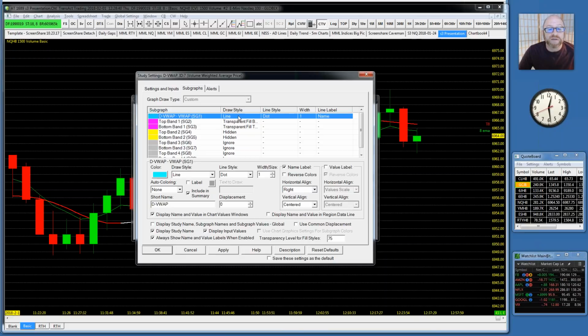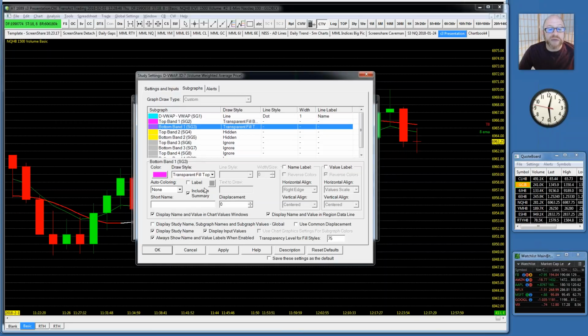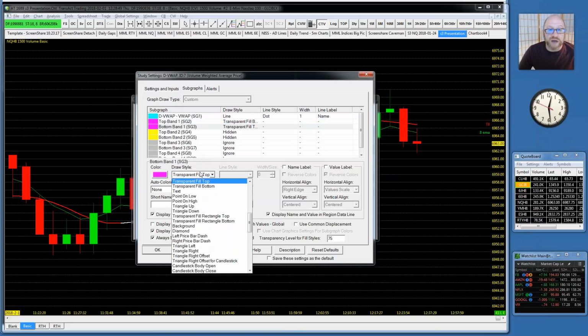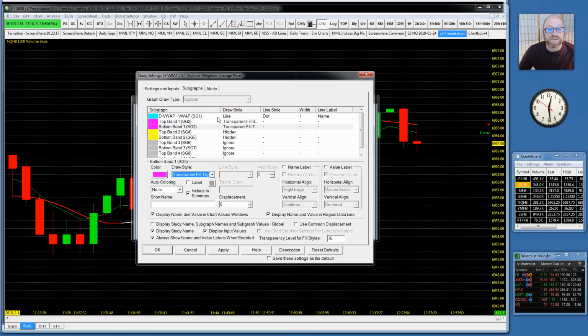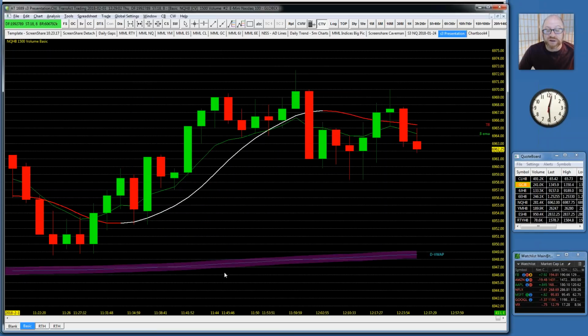All right, I have a line, I have a transparent fill for the bottom band, and a transparent fill for the top. And the VWAP is a line and it's dotted. And then you go to the settings and inputs, you can unhide the study, and now on the chart what you have is a VWAP study, a daily VWAP.